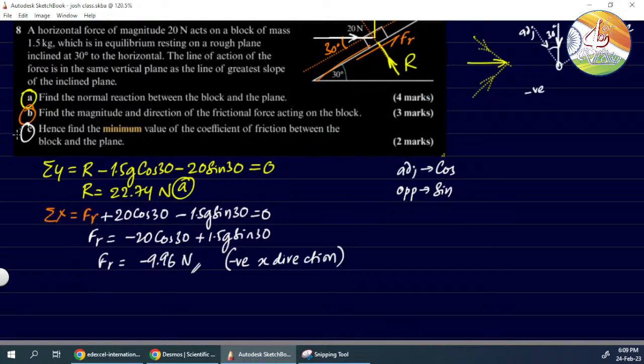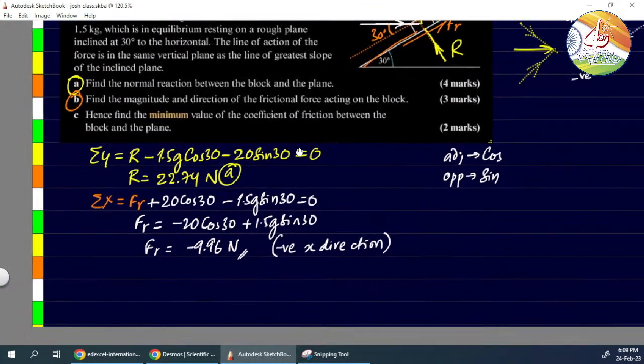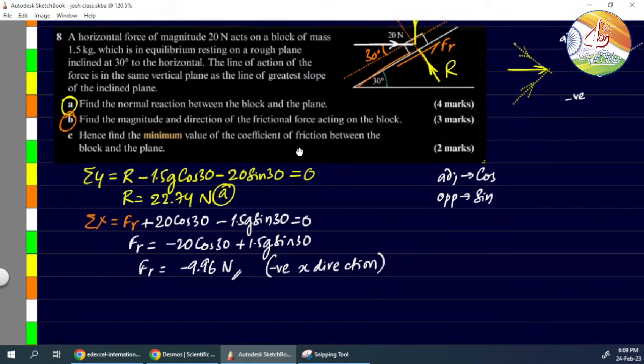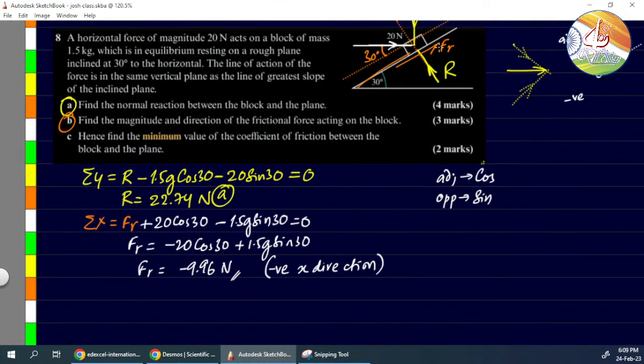And the third bit: hence find the minimum value of the coefficient of friction between the block and the plane. Minimum value. So friction is acting in the downward direction.